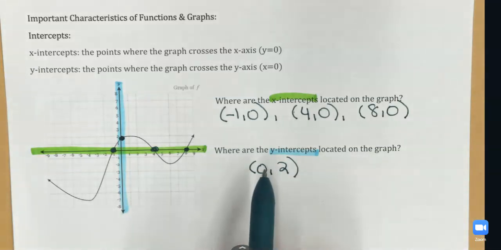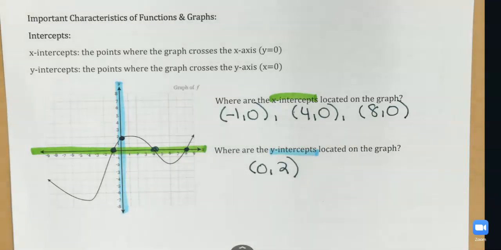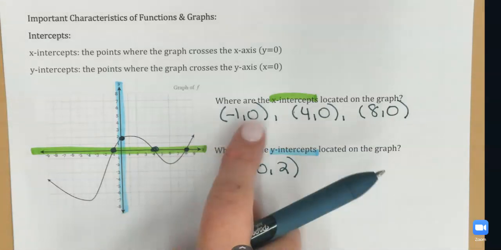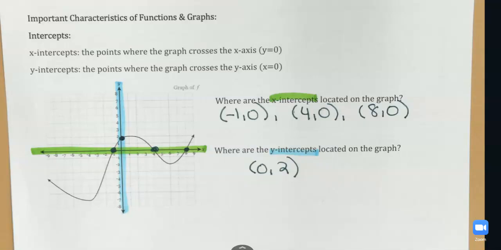And let's think about why that is for a minute with what we already know about functions. My x-coordinate is 0 every time I have a y-intercept, and my x's cannot repeat. So you're only ever going to have up to one y-intercept when we're graphing a function, but you could have multiple x-intercepts because y's can repeat.